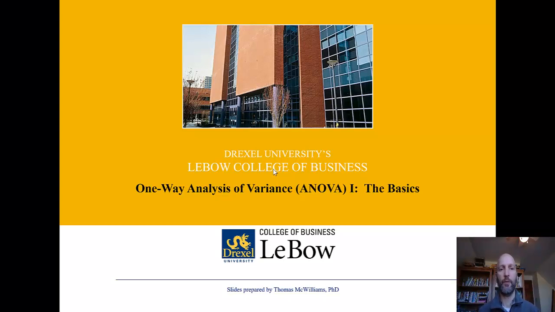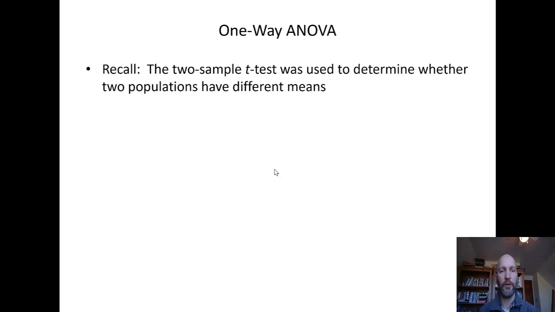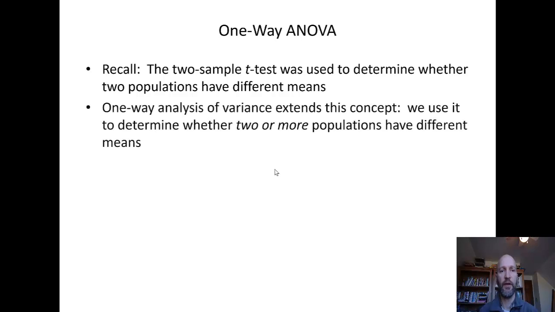In this video we're going to talk about one-way analysis of variance, or ANOVA. You'll recall that we learned about two-sample t-testing as a way to determine whether two populations have different means, and analysis of variance is just a simple extension of this from two populations to any number of populations. And it turns out that if we do analysis of variance with two populations, that's really the same thing as doing a two-sample paired t-test.